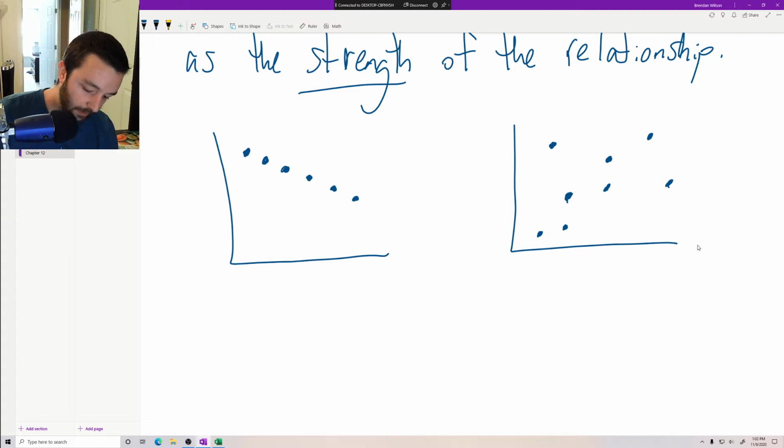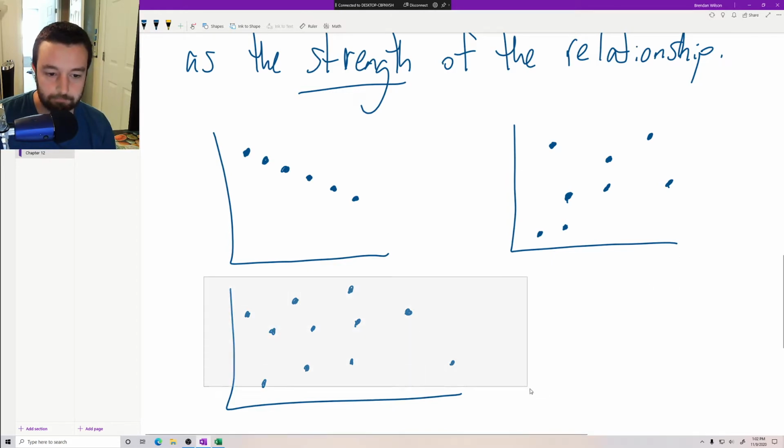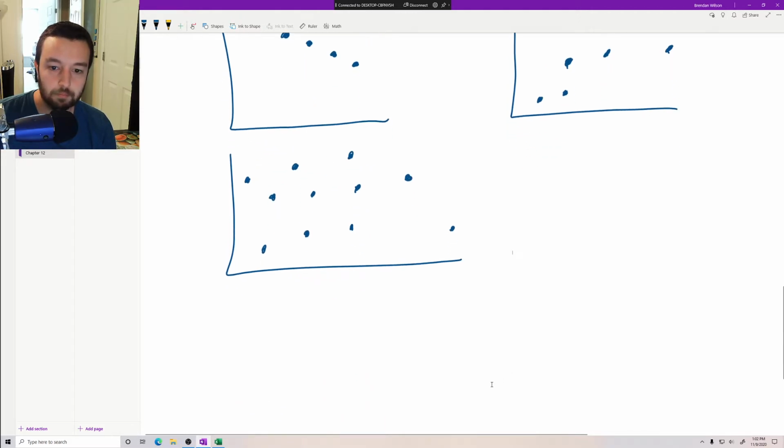Okay. Or maybe we just have points that are seemingly all over the place. Okay. Where it's just seemingly random. Because then we go, okay, it doesn't look like there's any kind of linear relationship at all. So there's not really much to do there.